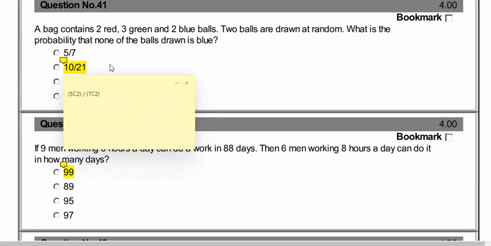That is 5C2 by 7C2. We have to choose balls which are not blue, so we have to select 2 balls from 2 reds and 3 greens. That is 5C2, out of all the red, green, and blue. That is 7 balls. That is by 7C2.